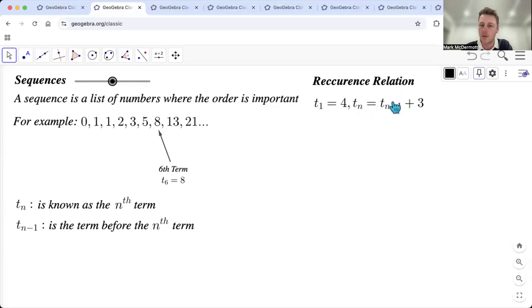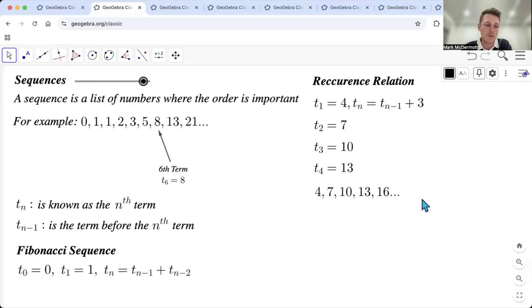I encourage you to think about what this sequence would be. But I think you would agree the first term is obviously 4, because that's given to us, and it has to be given to us. Second term is going to be 7. Third term is 10. We're just adding 3 each time, right? So this recurrence relation defines this sequence: 4, 7, 10, 13, 16, 19, and so on.